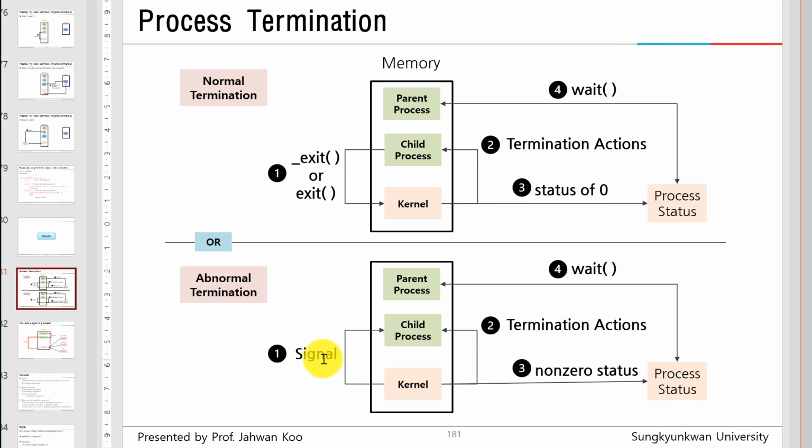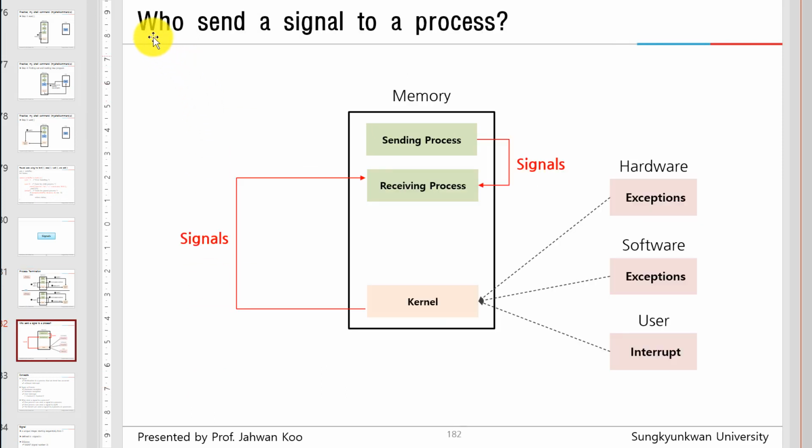What is a signal? A signal is a notification to a process that an event has occurred. Who sends a signal to a process? The first one, a process can send a signal to another process. This is for inter-process communication. The second one, the kernel can send a signal to a process or processes.